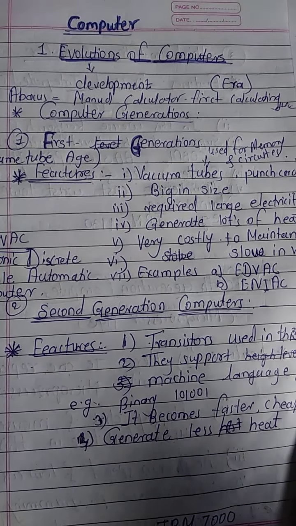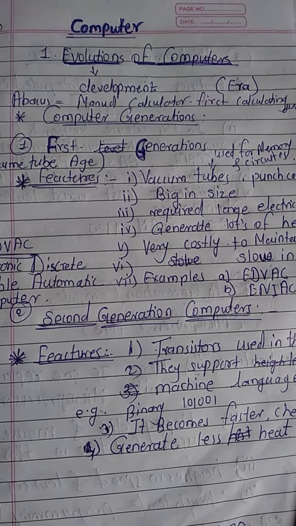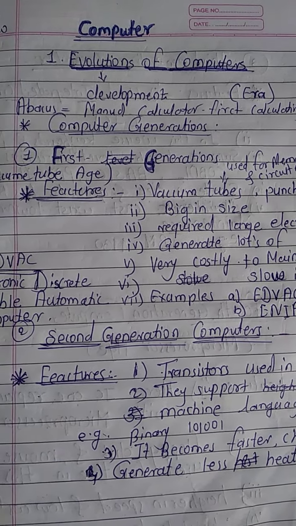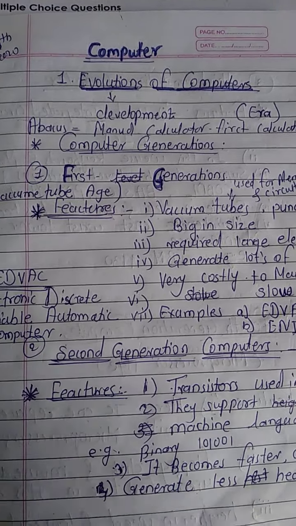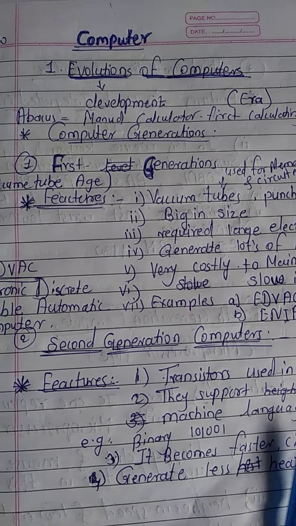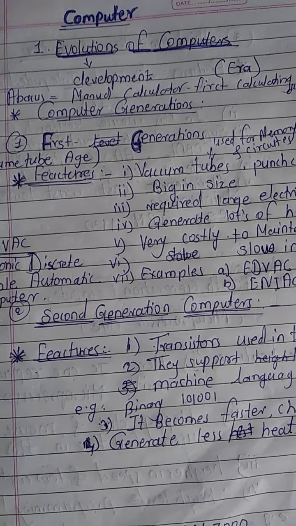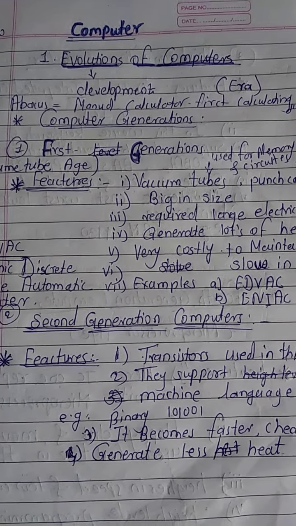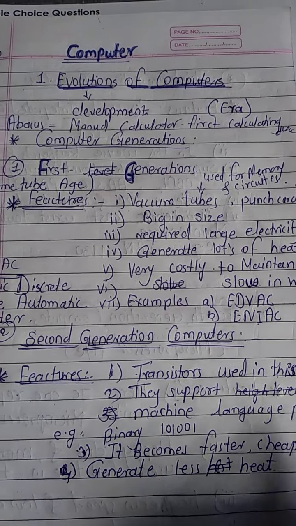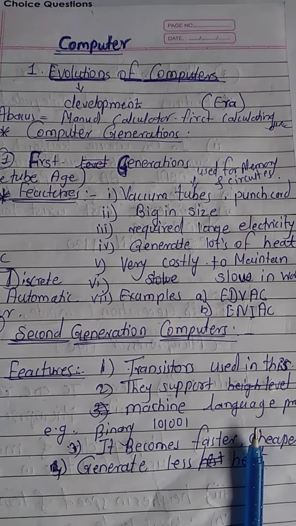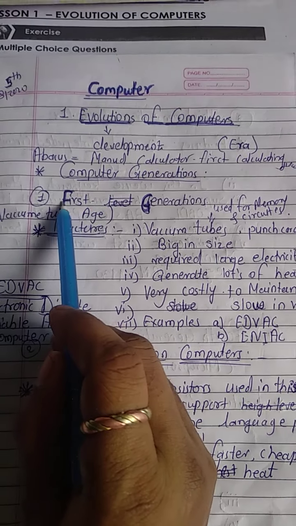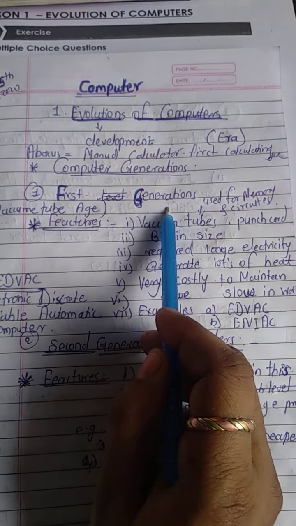Tubes are very big in size, and they are used to store the memory and the circuits of our computer. Do you know the CPU of a computer? Yes, it is very small in size, but in the ancient age vacuum tubes were used in the computer. That's why the computer size was as large as our house. That's why this type of generation is known as the first generation computer.